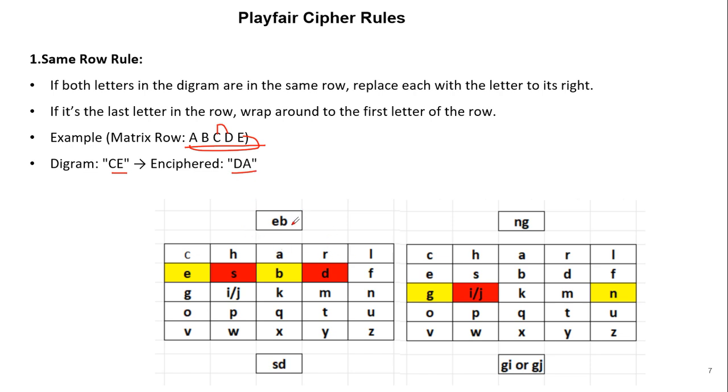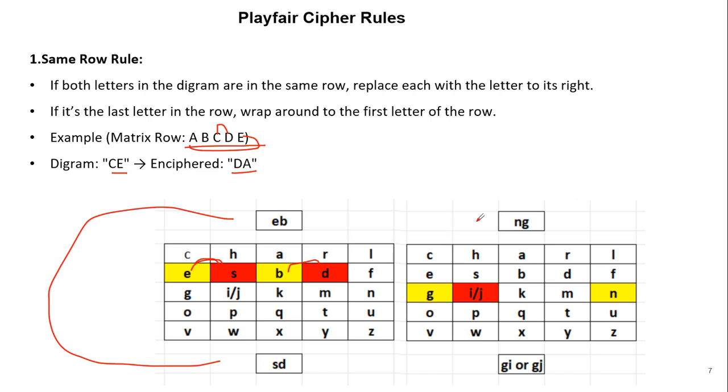Now take another example, EB. We will see encryption and decryption simultaneously. E and B are in the same row. So for E we replace with S, since we are going in the right direction, and for B we replace with D, so we get SD. For decryption of SD we go in the left direction. For S we will take E, and for D we will take B.